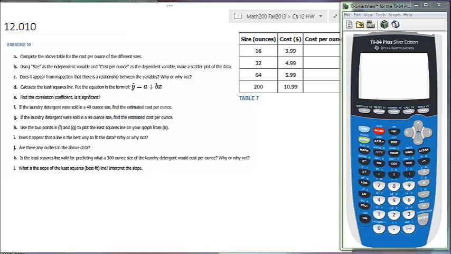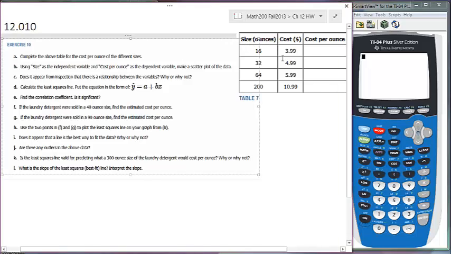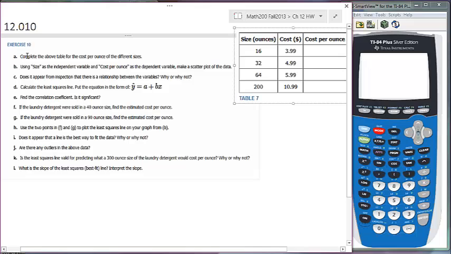This is problem number 10 from chapter 12. We have a small data set here and we have several questions to answer. First one says to complete the above table for the cost per ounce of the different sizes. We have $3.99 for 16 ounces, and the cost per ounce would be $3.99 divided by 16.